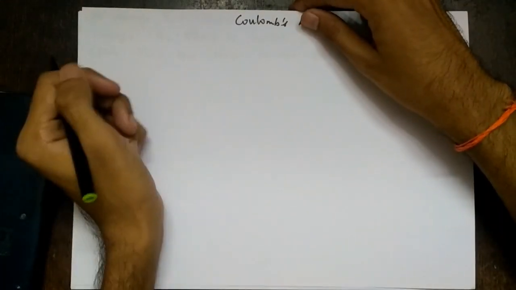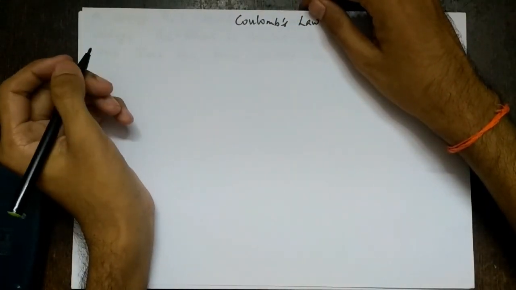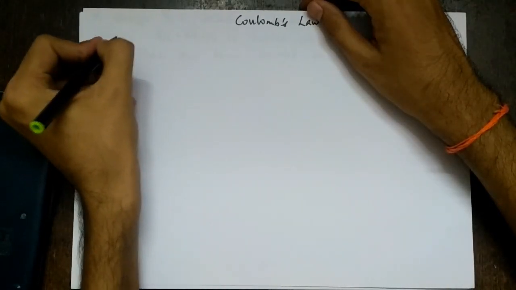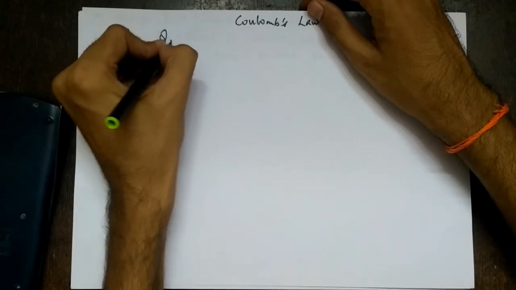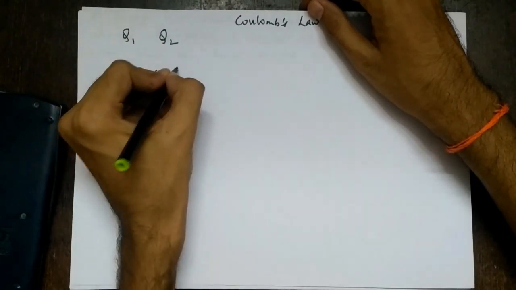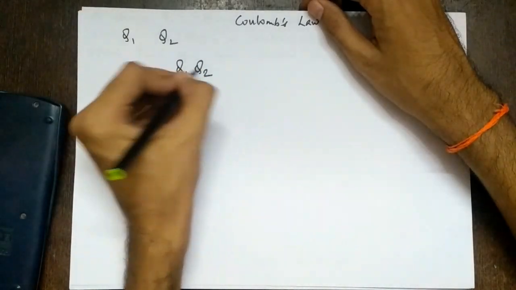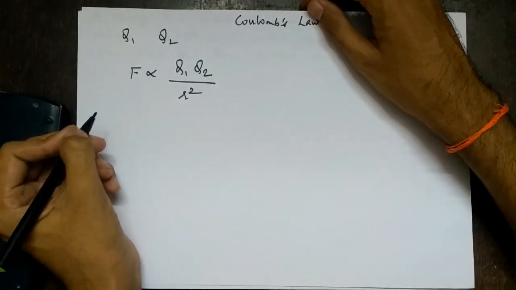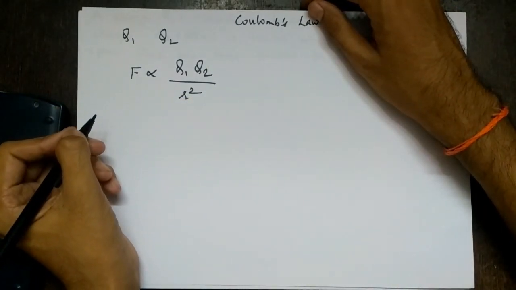Good morning. So the next topic in the syllabus is Coulomb's law. It was stated by Charles Coulomb. It is given as: if there are two charges Q1 and Q2, the force exerted between the two charges is directly proportional to the product of the two charges and inversely proportional to the square of the distance between them. So this is what Coulomb's law states.